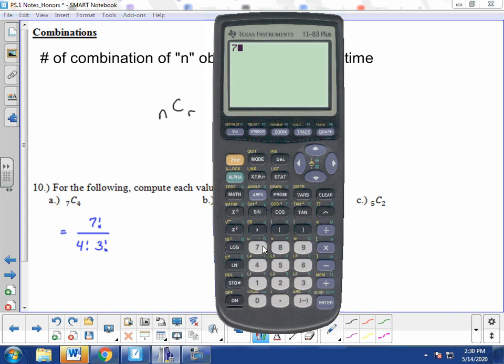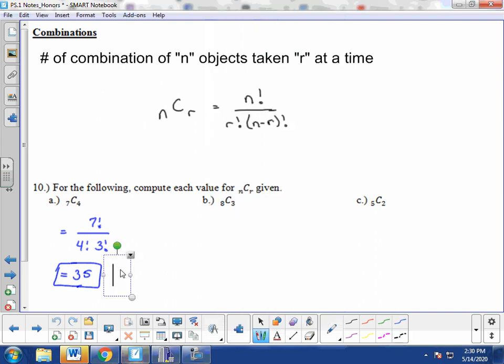We covered factorials before in the sequence and series unit. So 7, I hit math, I go over to probability, I take the 4th option, then divided by 4, hit math, go over to probability, take the 4th option, times 3 factorial, and let my calculator do the work. So there are 35 combinations here. So if you have a group of 7 and you choose 4, there's 35 combinations.